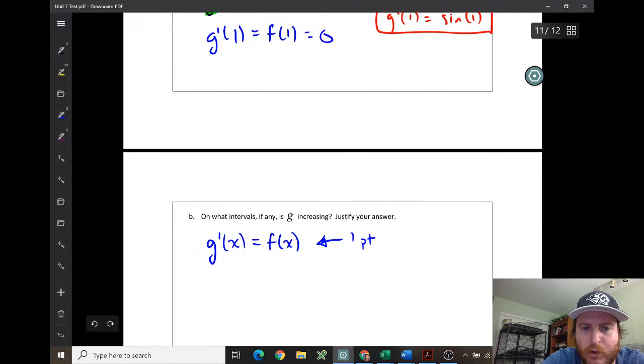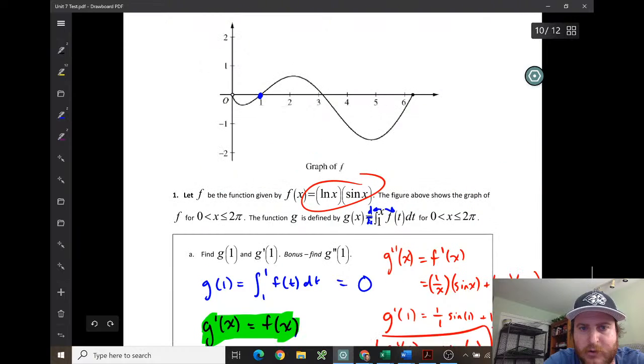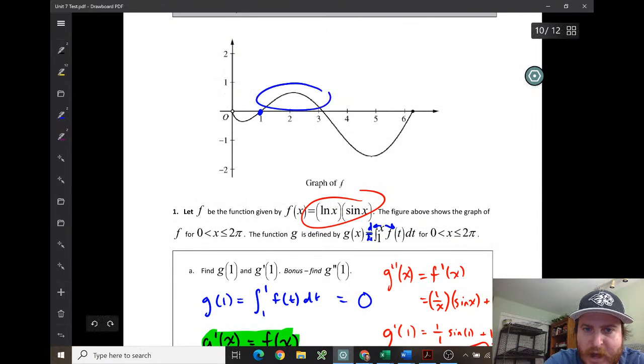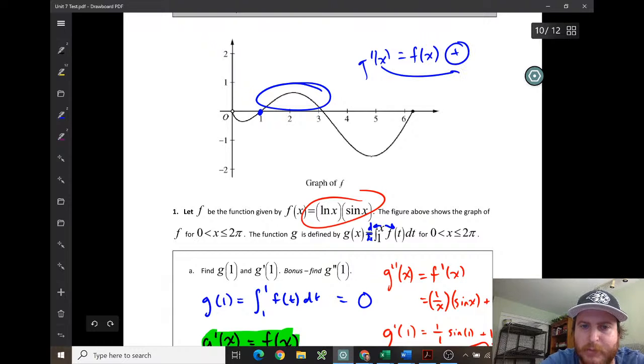Then from there, where is g increasing? Well, g is increasing wherever g prime is positive, which is wherever f is positive. Right, like g prime of x equals f of x. We want that to be positive if our graph is increasing, right? It's increasing when g prime is positive.